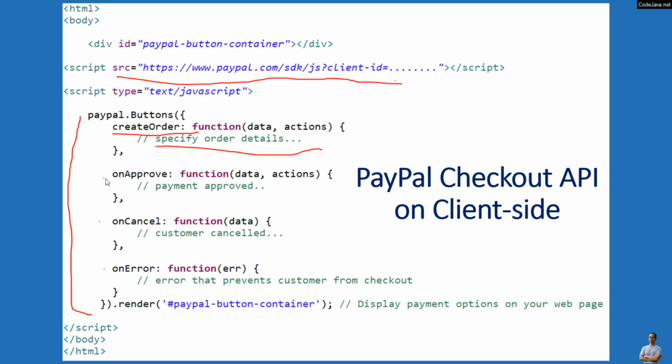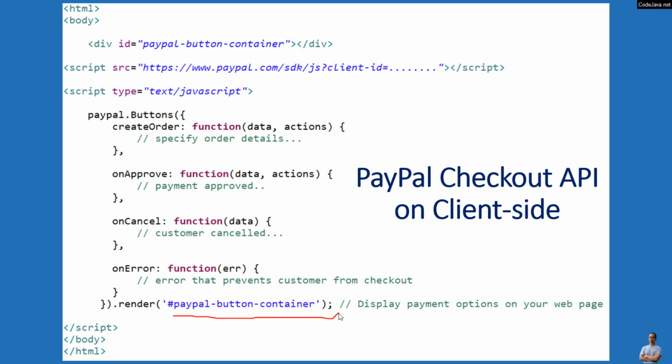The onApprove function will be invoked when the customer approves the payment, and the onCancel function is invoked when the customer cancels the payment, and the onError function will be invoked when an error occurs that prevents the customer from doing checkout. And finally, display the payment options or payment buttons on a div container with this ID. So in the HTML file, we need to declare a div section with the corresponding ID. Make sense?